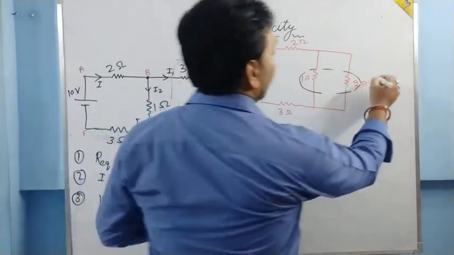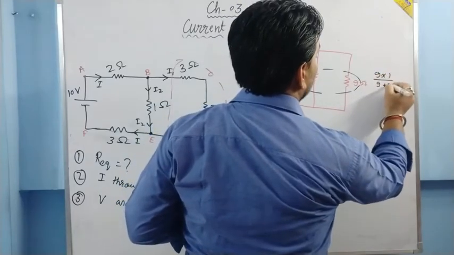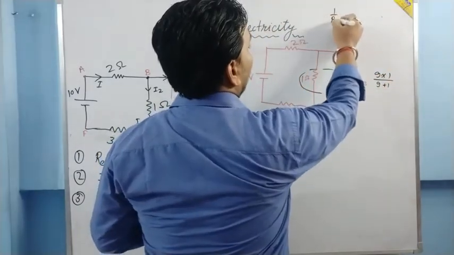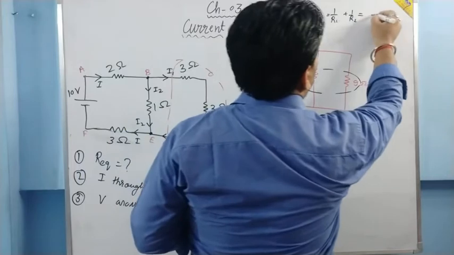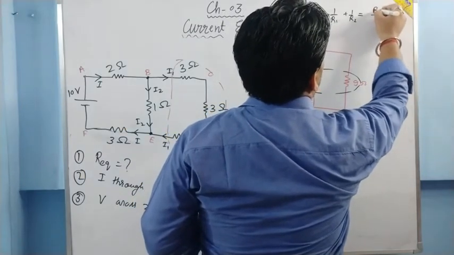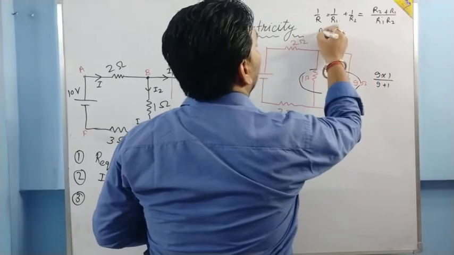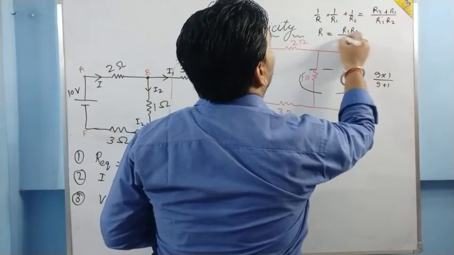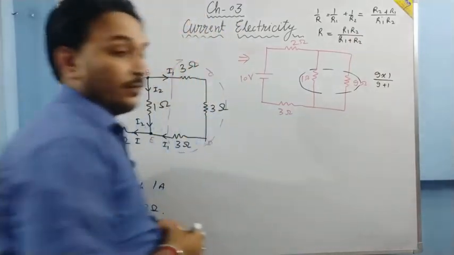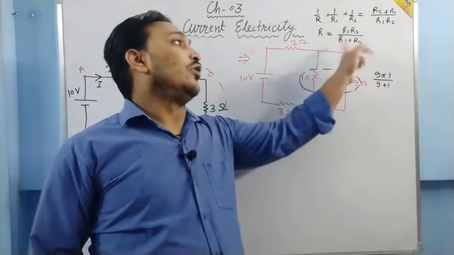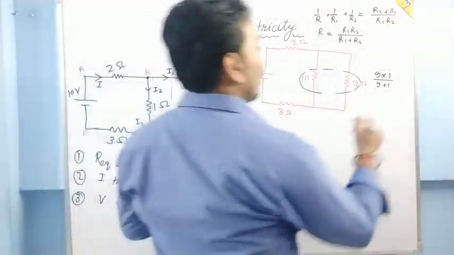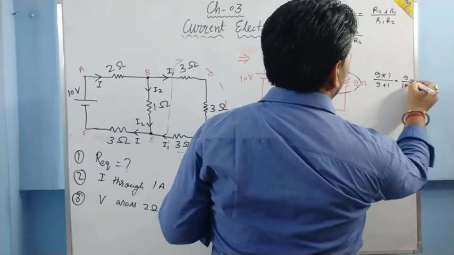So for these two, when we solve it, 9 multiplied by 1 upon 9 plus 1. How has this come? 1 upon R1 plus 1 upon R2 is equal to 1 by R for parallel combination. If we take the LCM, it will become R1 R2 in the denominator and R2 plus R1 in the numerator. If we do the reciprocal, it will be R1 R2 upon R1 plus R2. So when two resistors are connected in parallel, we simply apply this formula, R1 R2 upon R1 plus R2. So for these two we are going to have 9 upon 10 ohm.